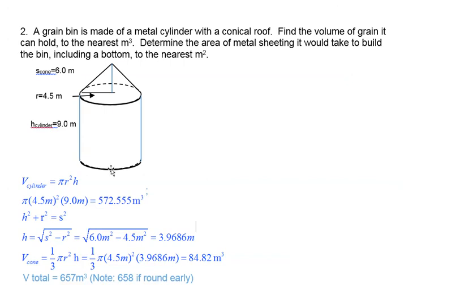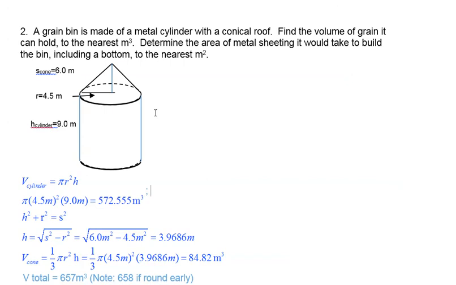So the area is a little tricky because we have to mentally envision, well, what is actually going to be metal here? So we're told include a bottom. But if you think about what's going on with this, we have sheeting that goes around the outside, we have a bottom, we have the cone on top, but this circle that's in between the cone and the cylinder is not going to be a piece of metal sheeting.